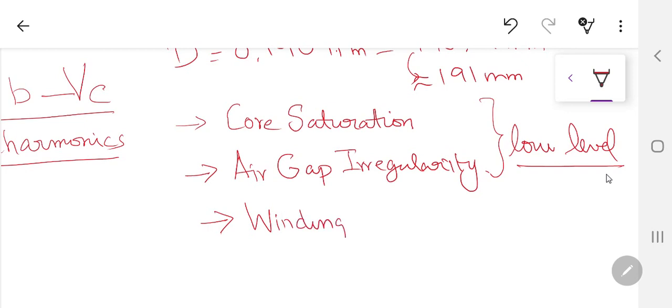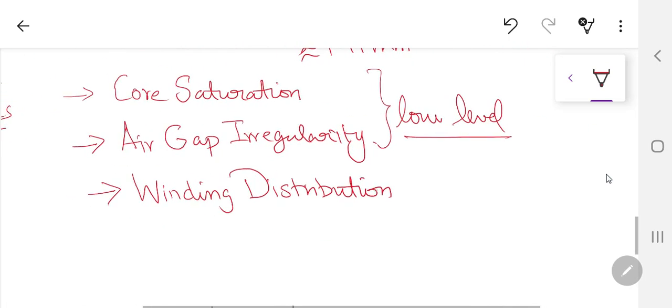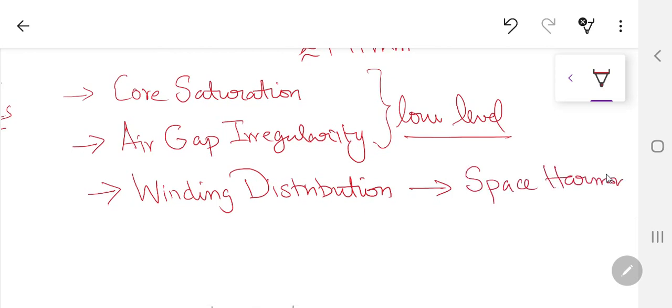The third thing, which I am going to discuss today, is actually called the harmonics which are produced because of the winding distribution. And with this winding distribution, I am actually talking about space harmonics. And by space, I mean the space which is inside the air gap, that is actually between the rotor and the stator. So the harmonics are going to be produced inside the MMF waveform, because of the winding distribution.